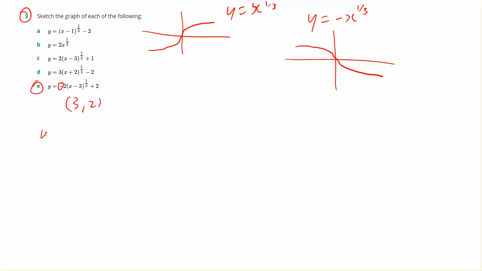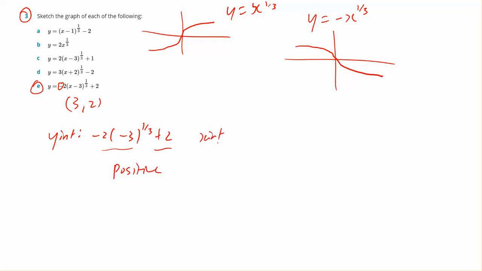And my y-intercept is going to be at negative 2 times negative 3 cube root plus 2. Now, the cube root of negative 3 would be negative 1 point something, and negative 2 times negative 1 point something, because the cube root of a negative number would be negative as well, will be positive something. So this is going to be plus and plus, so it's going to be positive overall.